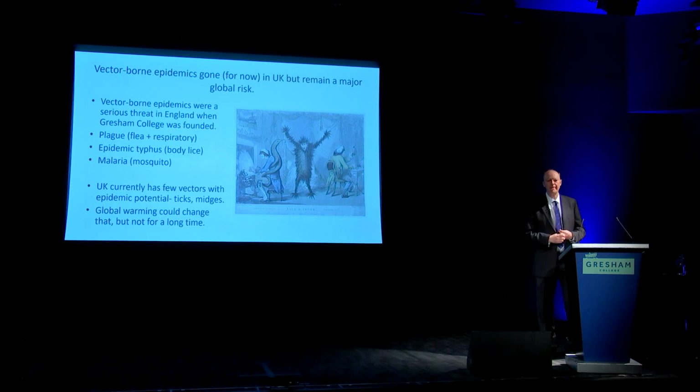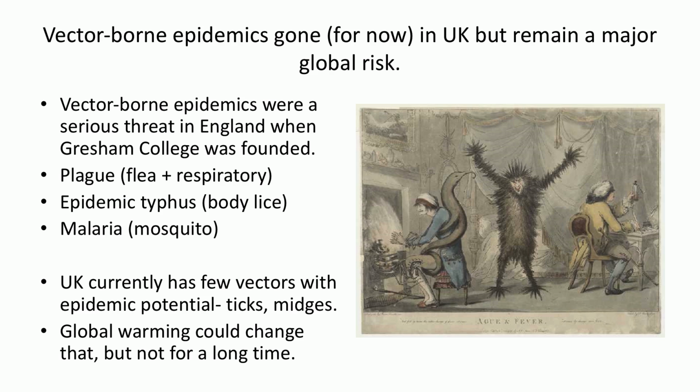In the UK, vector-borne epidemics, large-scale outbreaks of disease, have gone for now. But when this college, Gresham College, was founded, these epidemics of vector-borne diseases were in fact very common. And some serious ones that would have been around when the first Gresham Professor of Physics was lecturing included plague, epidemic typhus due to body lice, I'll talk about both of these, and malaria, which was endemic in the UK. Last case transmitted within the UK was in the 1920s. Until then, we had malaria in the UK.